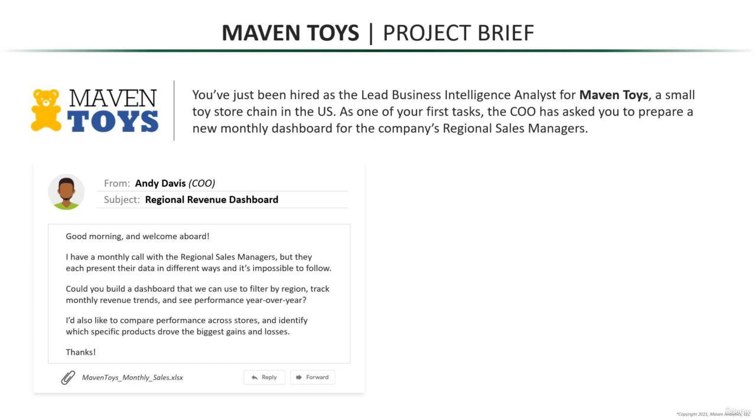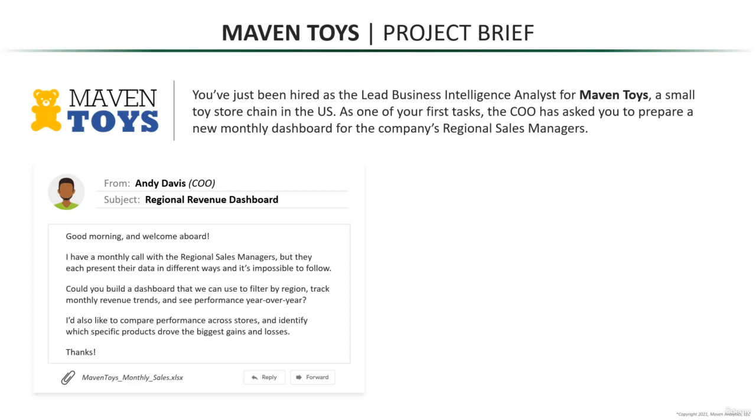So here's the full email from Andy Davis, who's the COO, and he says, "I have a monthly call with the regional sales managers, but they each present their data in different ways and it's impossible to follow. Could you build a dashboard that we can use to filter by region, track monthly revenue trends, and see performance year over year? I'd also like to compare performance across stores and identify which specific products drove the biggest gains and losses."